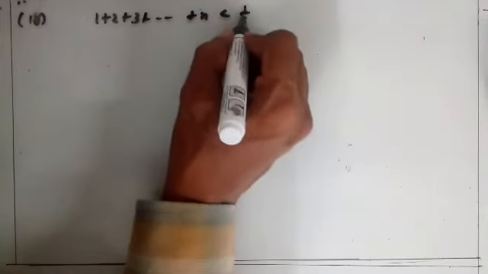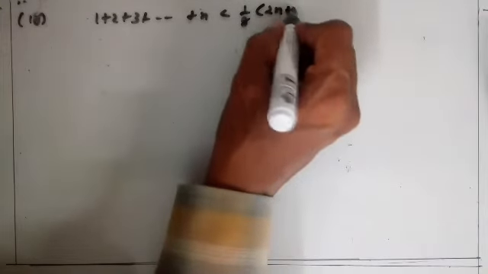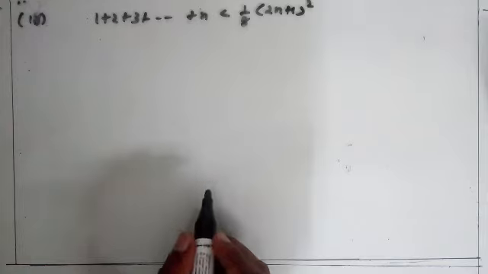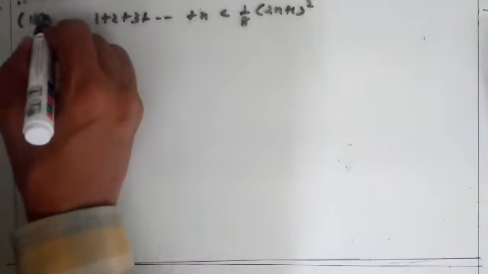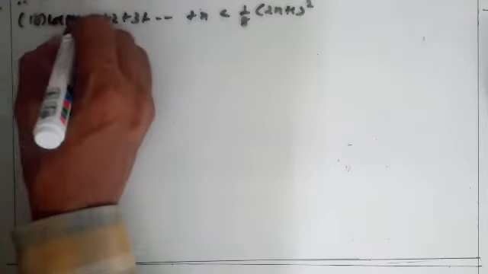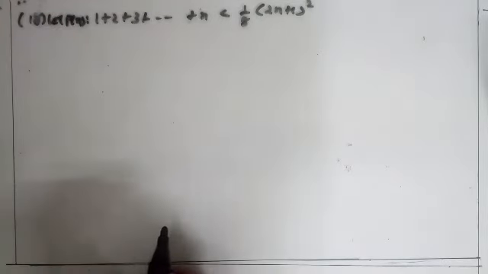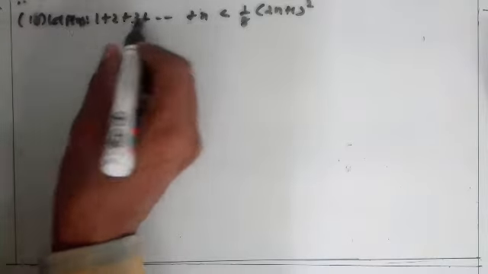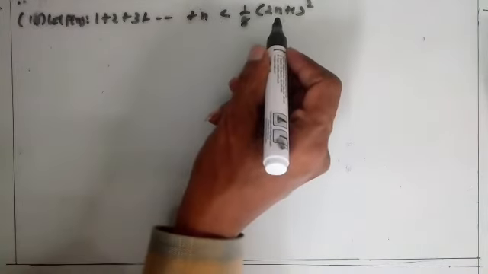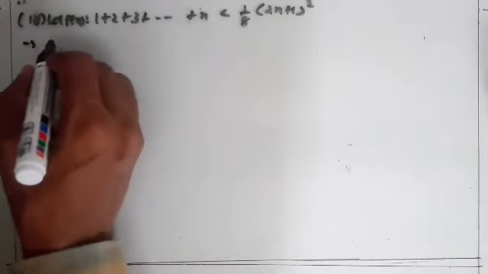17 for yourself. Now question number 18. Prove by the principle of mathematical induction that 1 + 2 + 3 + up to n is less than (1/8)(2n+1)², for all n belonging to N. First, assume that the given statement is Pn. Let Pn be 1 + 2 + up to n < (1/8)(2n+1)². Now we prove Pn is true for n = 1.